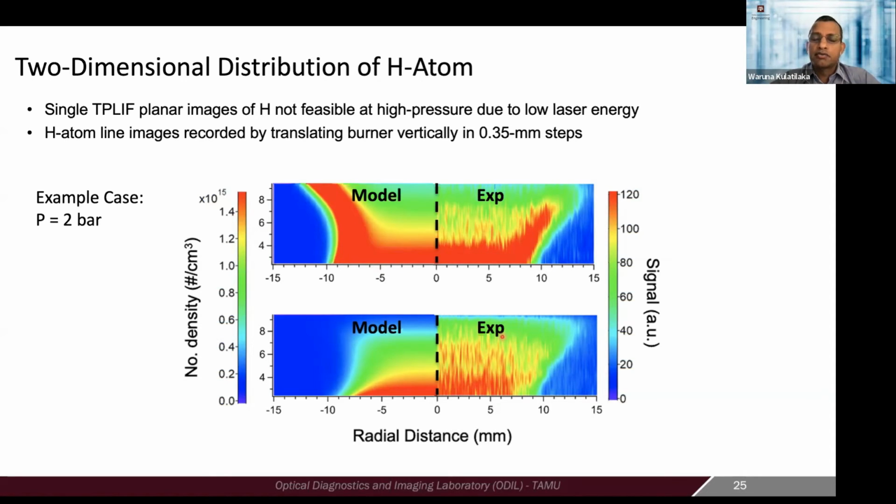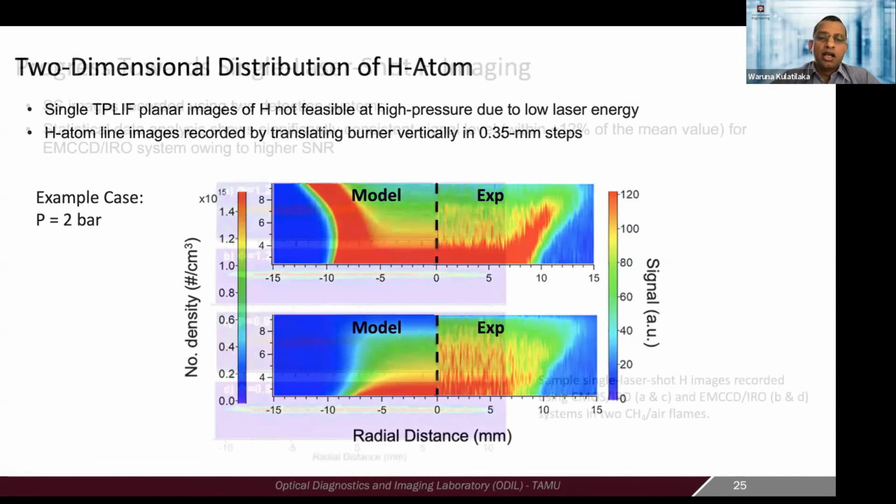So shown on the right hand side, for one half of the flame, are the experimental 2D profiles, and then the left hand side is the calculated fs-atom mole fractions, or fs-atom number density, using the unicorn code. Qualitatively, we get reasonably good agreement with the shape and the location of fs-atom. So this is a good indication that this method can be useful for high pressure applications.